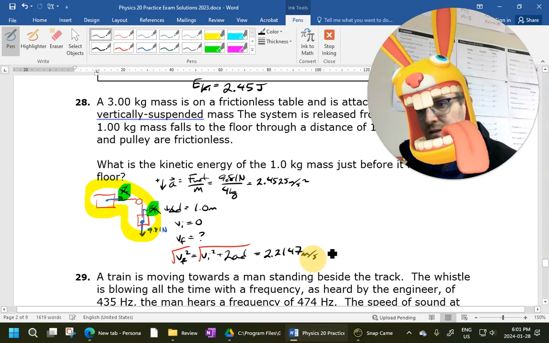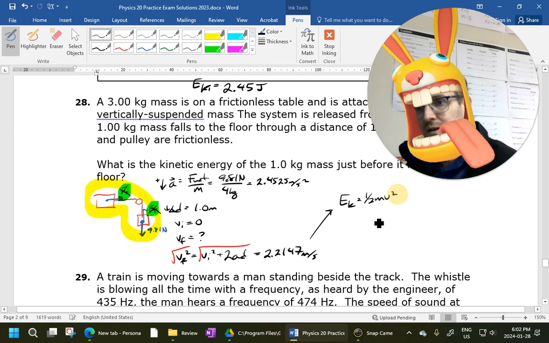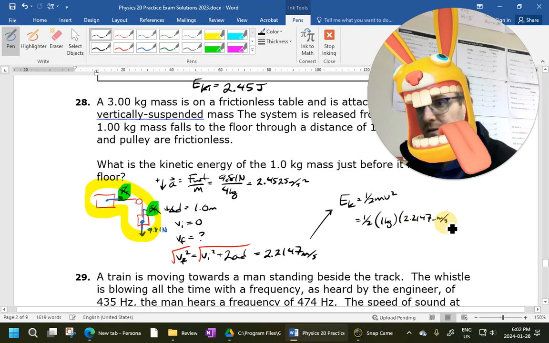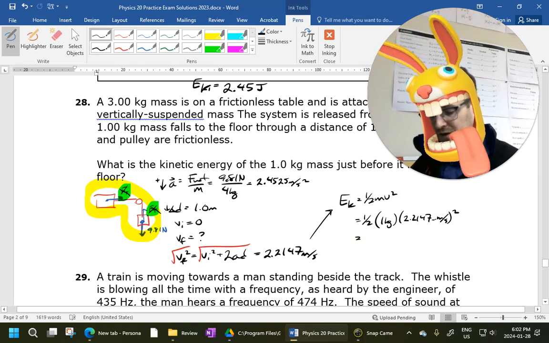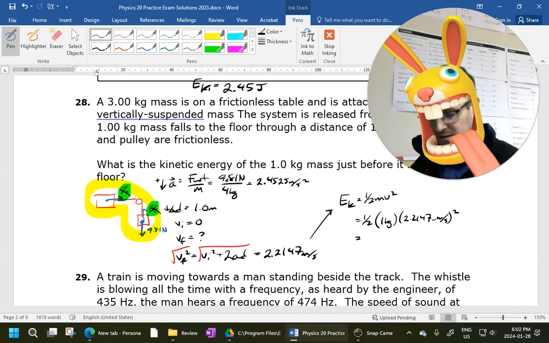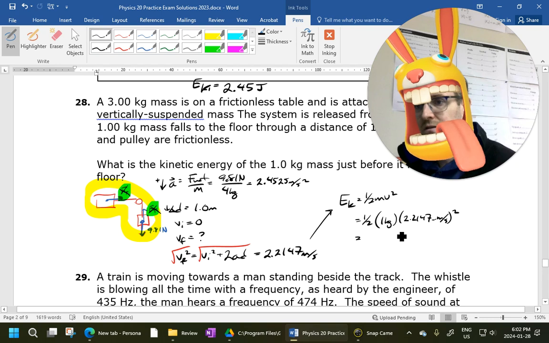2.2147 meters per second. Then I can take that up here and find my EK, 1/2 mv squared. So 1/2. My mass is 1 kilogram. My V is 2.2147, a bunch of decimals there, squared, because I'm doing the EK just for the 1 kilogram block. So times by 1, times by this number squared. Oh my lord, we get the same answer.